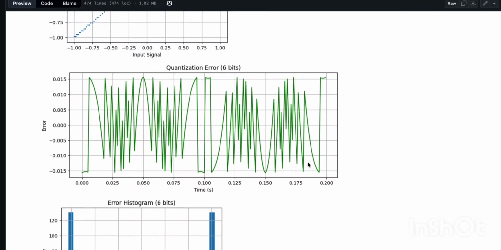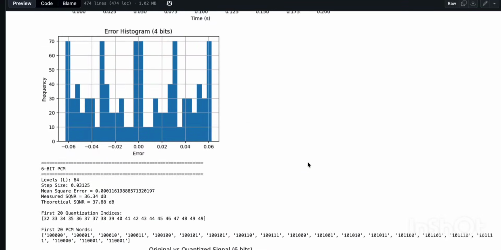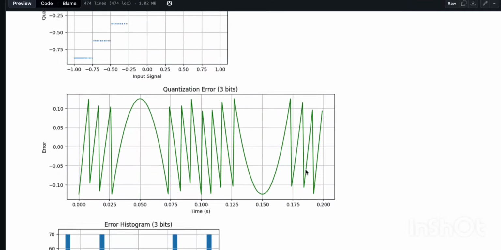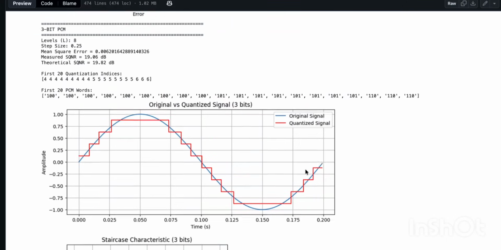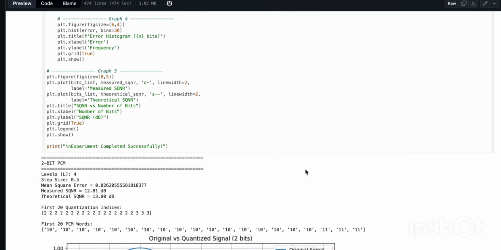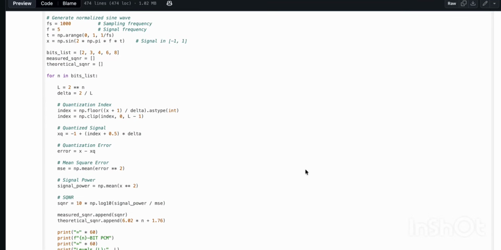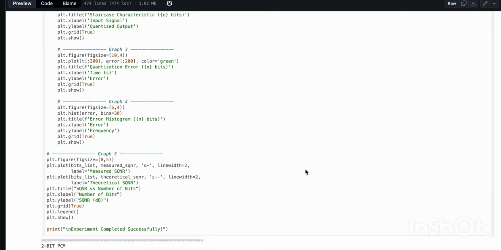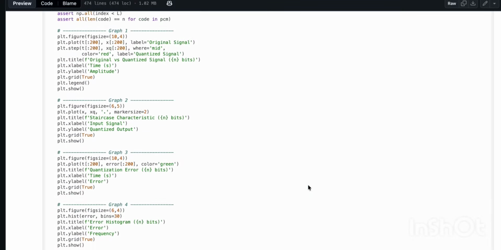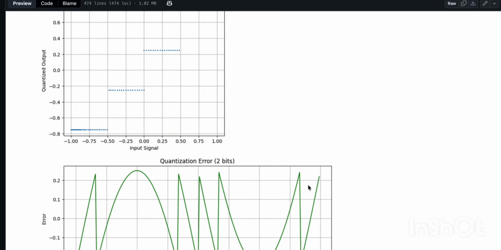In this experiment, I successfully implemented uniform quantization and PCM using Python. I observed that increasing the number of quantization bits increases the number of quantization levels, reduces the quantization error, decreases the mean square error, and improves the signal to quantization noise ratio. The measured SQNR closely matches the theoretical SQNR, confirming the correctness of the implementation.